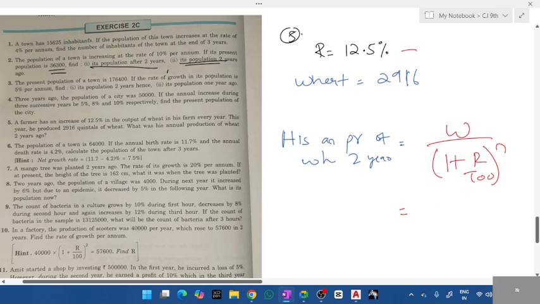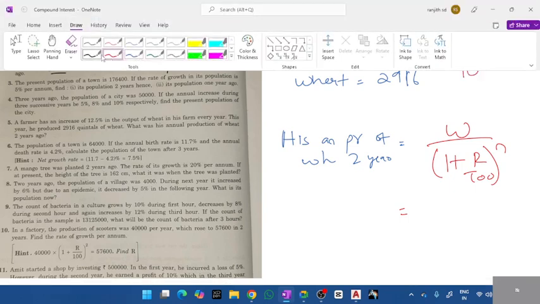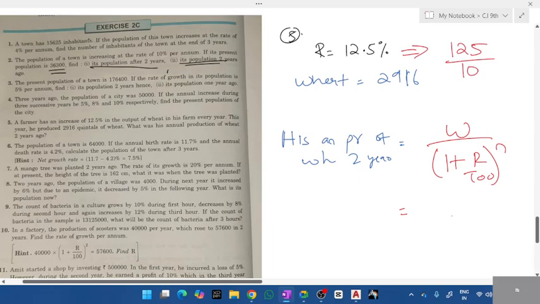See, rate is given as 12.5. How do you remove the decimal? If you remove the decimal, can I write 125 divided by 10? You have to write 125 divided by 10. 2916 divided by 1 plus 125 divided by 100 to the whole power 2.